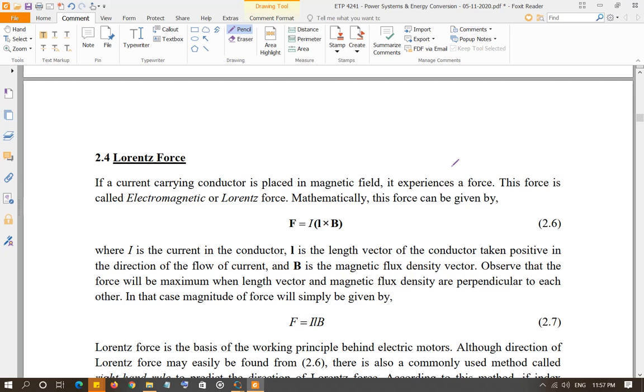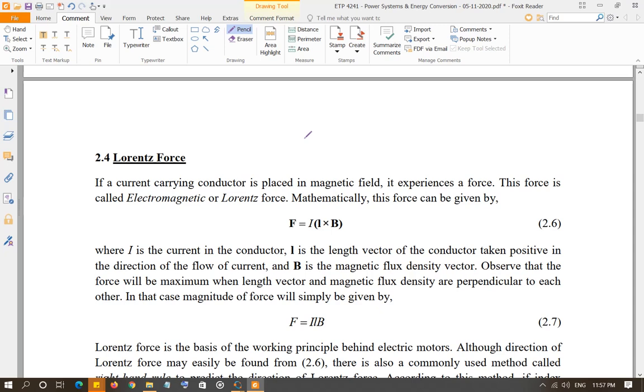So they take electrical power and convert it into mechanical power. That is, the shaft of the motor, which is connected to some load, is going to be rotated. So electrical power is converted into mechanical power. Motors and generators have exactly the same structure, only the function is opposite. So the Lorentz force is the basis of the working of electrical motors.